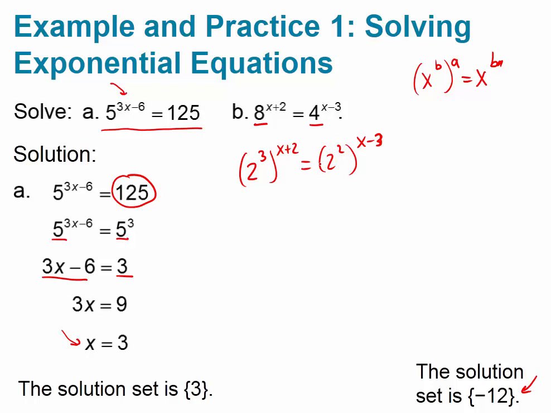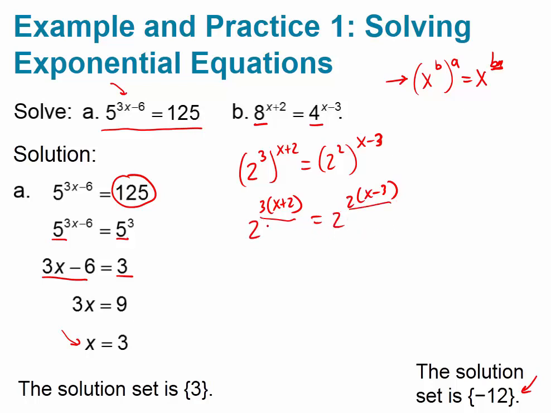But what we're going to do is use what I mentioned earlier, this exponent power rule. If I take a power raised to a power, I multiply those two together. And so that's what we want to do here. I want to take and multiply this 3 times the x plus 2. So this would be 3 times x plus 2. And over here, 2 times x minus 3. Now notice, once I do that, this is now my exponent up here. That's my exponent. That's my exponent. I now have the same base of 2.